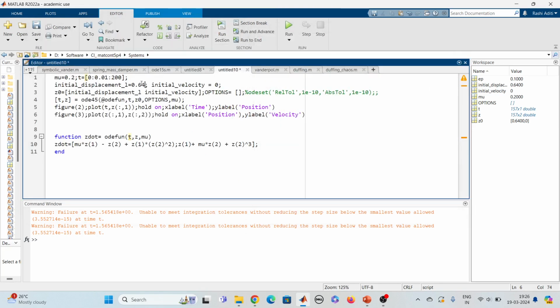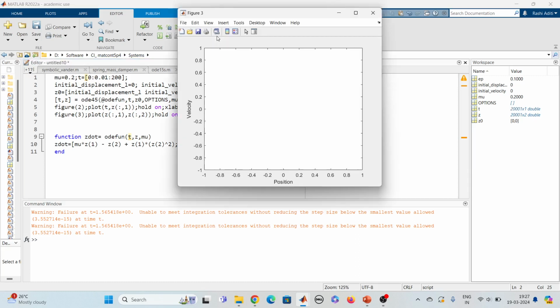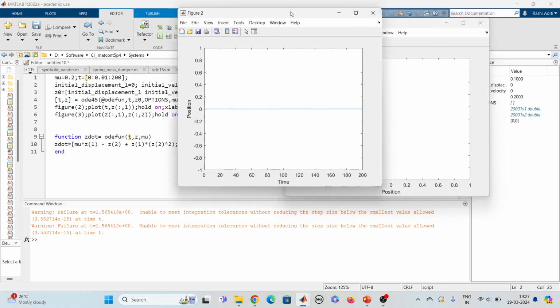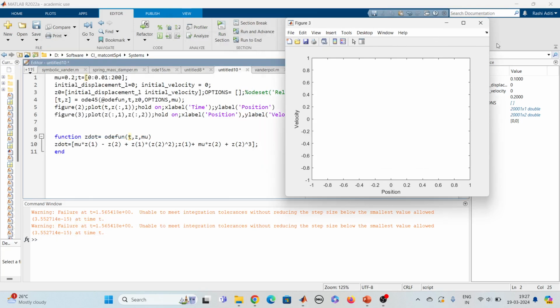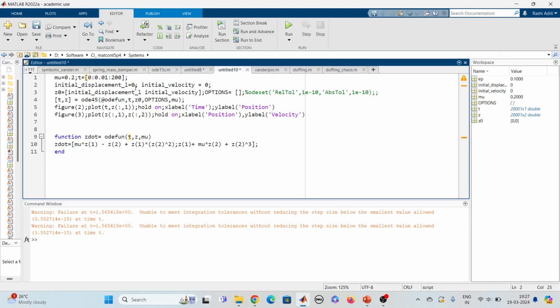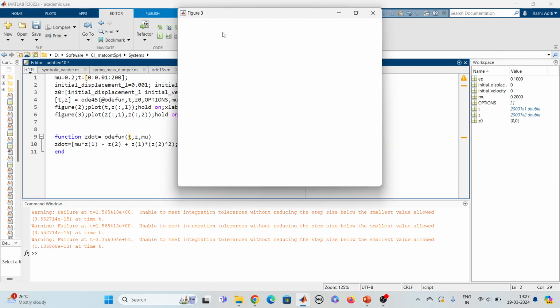Now, what if I take 0, 0? I know that 0, 0 is an unstable fixed point. Unstable means if I start from that fixed point, it is always going to remain at that fixed point. But if I give a very small perturbation, it is going to go away. See here. If my position is 0, 0, it remains at 0, 0. It will remain like this for infinite time. But if I give it 0.001, a very small perturbation, let us see what happens.